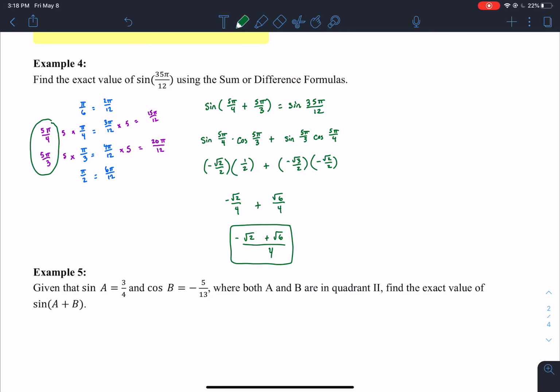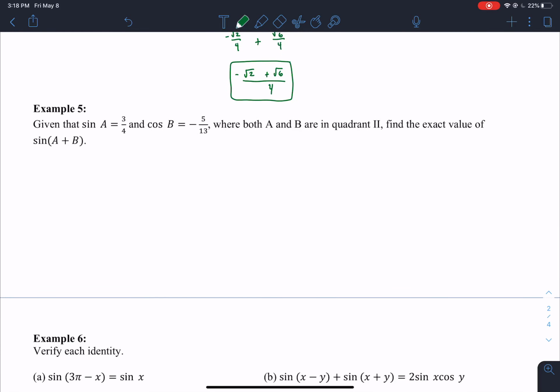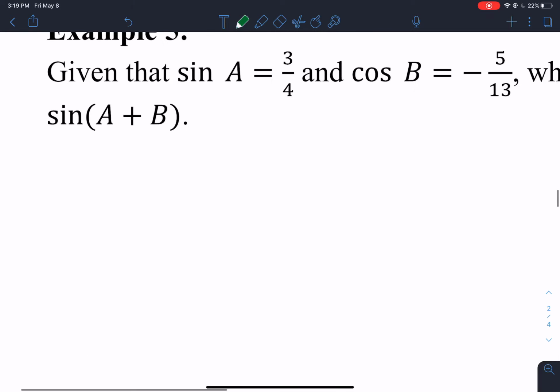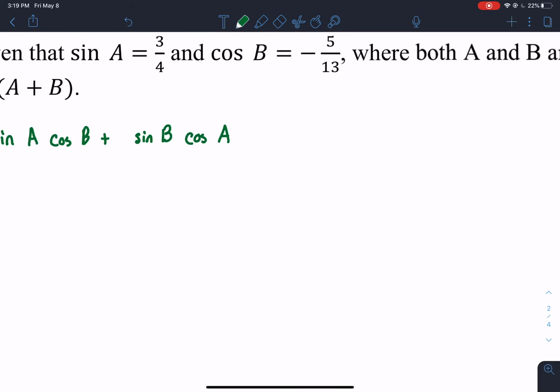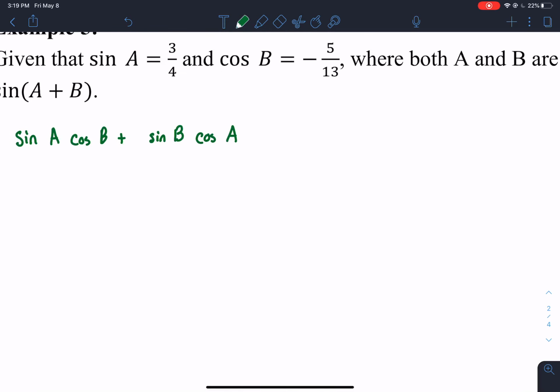All right, very similar to the cosine problem above. Okay, now for number 5, it says, given that sine of A is 3/4 and cosine of B is negative 5 over 13, where A and B are both in quadrant 2, find the exact value of sine of A plus B. Okay, so sine of A plus B is going to be sine of the first, cosine of the second, plus sine of the second, cosine of the first, right? So that's your formula that you're going to use, right? Now we need to figure out what all those ratios are going to be, okay?